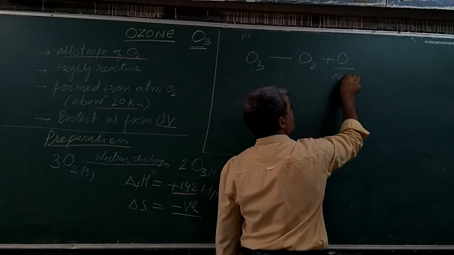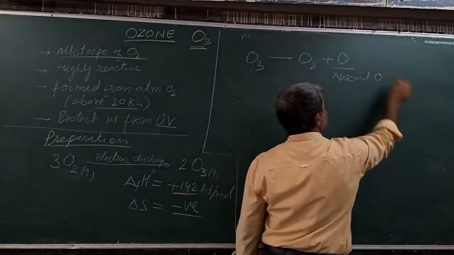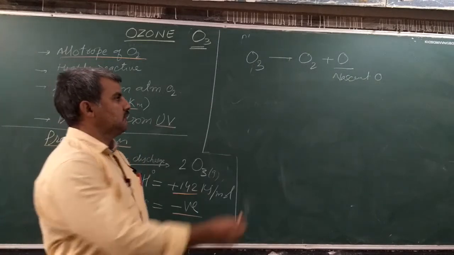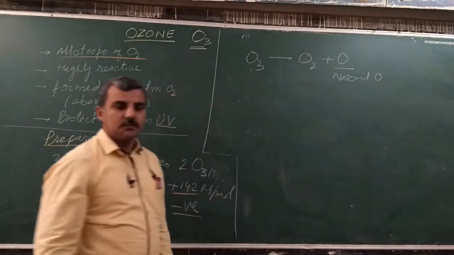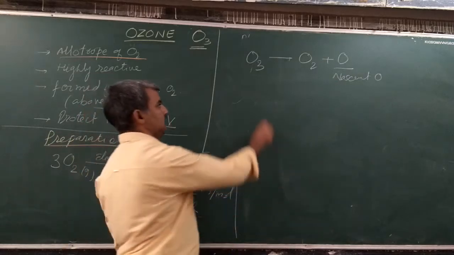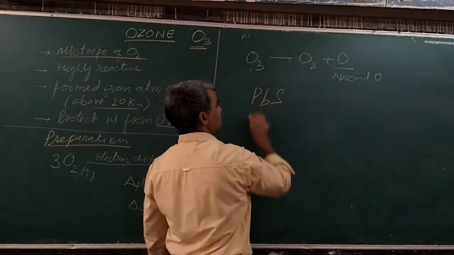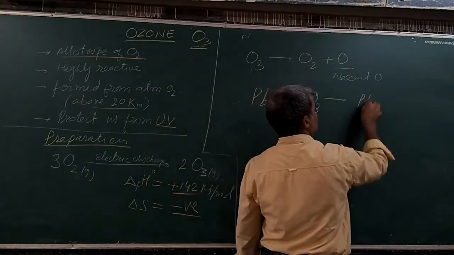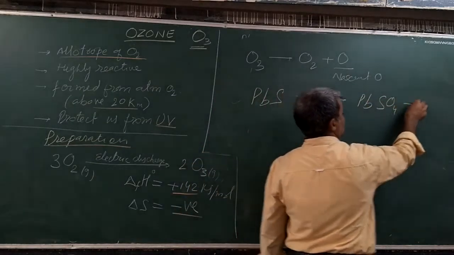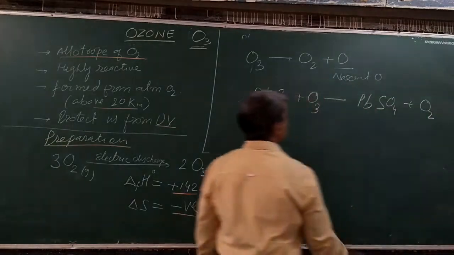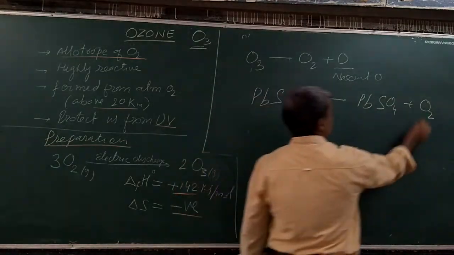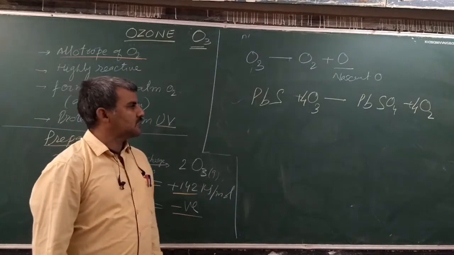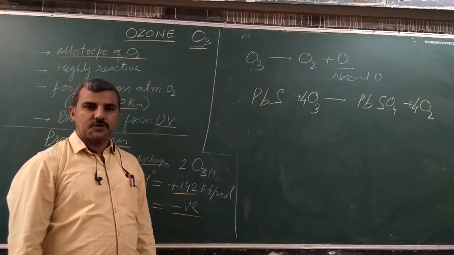Now the next point: as ozone is highly unstable, ozone easily decomposes into O2 and nascent oxygen. Nascent oxygen is used to oxidize other atoms or groups of atoms. For example, lead sulfide reacts with ozone to produce lead sulfate plus oxygen. To balance the equation, we take 4 here, 4 here. So it oxidizes lead sulfide to lead sulfate.